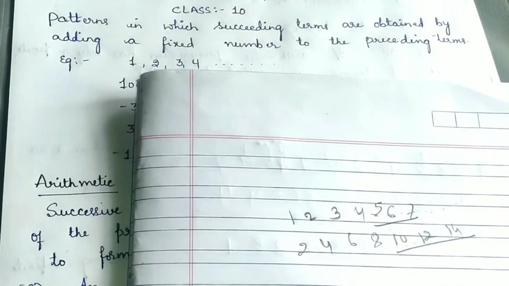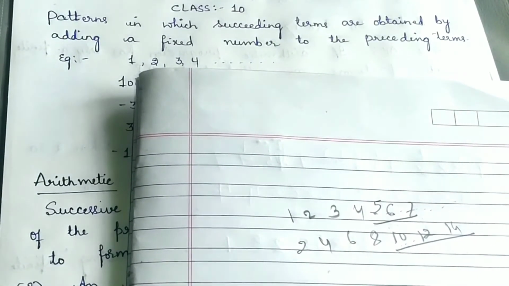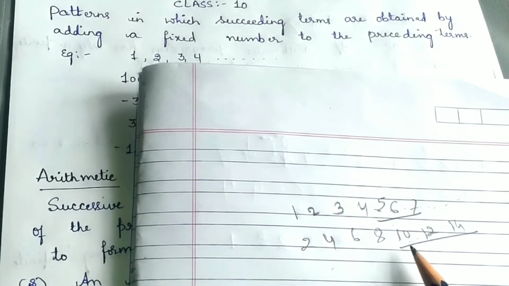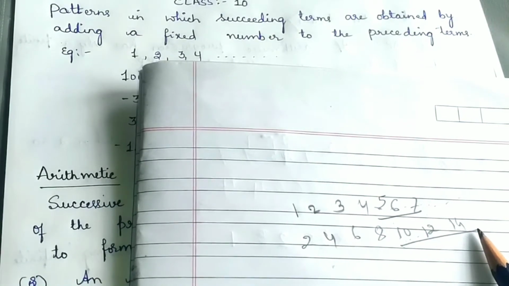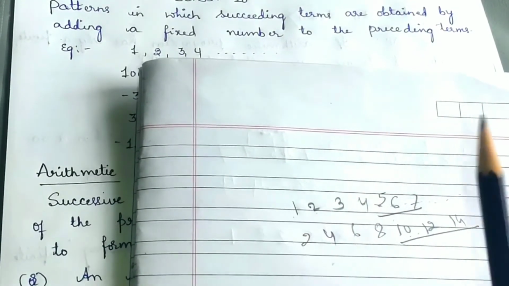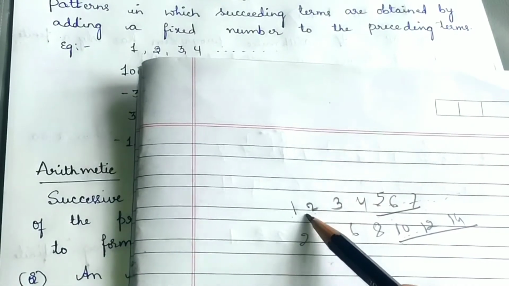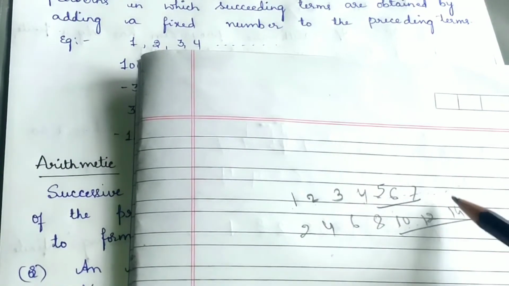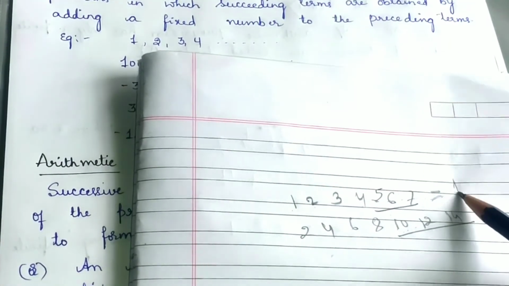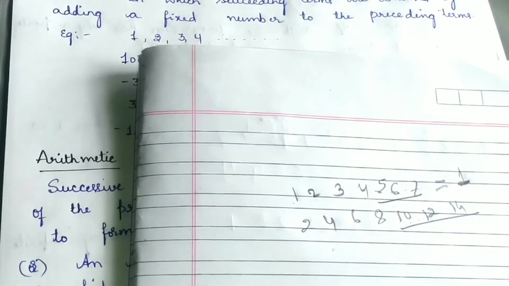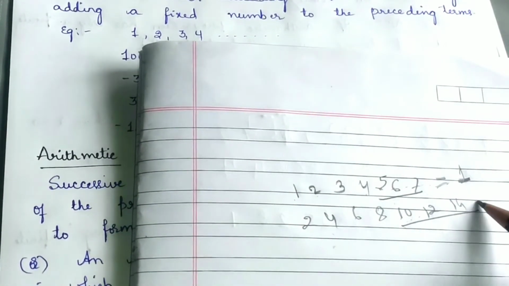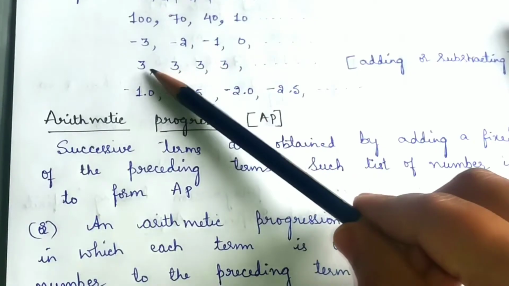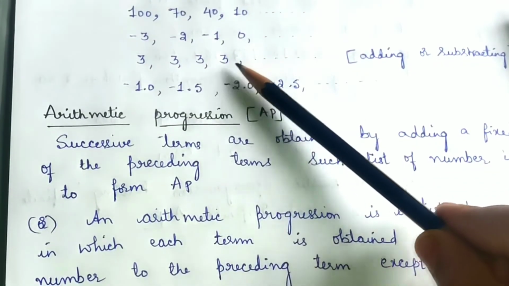Clear? In the same way, if you look at pattern 2, where 2, 4, 6, 8, 10 are written, here each number is increased by 2. 2 minus 1 is 1. 3 minus 2 is 1. 4 minus 3 is 1. 5 minus 4 is 1. So each number is increased by one, and here each successive number is increased by 2.